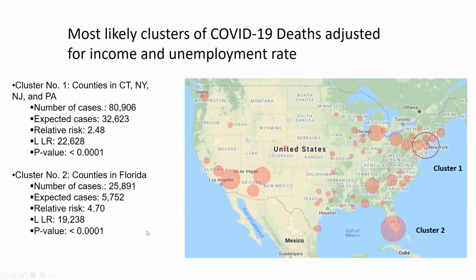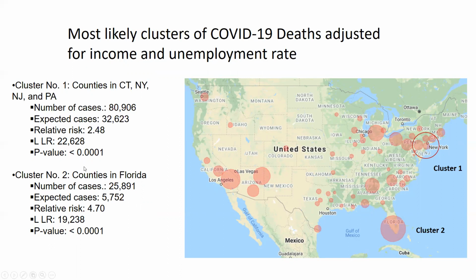Now here is the study of the clustering for the COVID-19 deaths adjusted for the income and unemployment rate. The most clustering region includes counties in Connecticut, the state of New York, New Jersey, and Pennsylvania. Okay. The relative risk is about 2.5. Now here is the log likelihood ratio test score with a significant p-value.